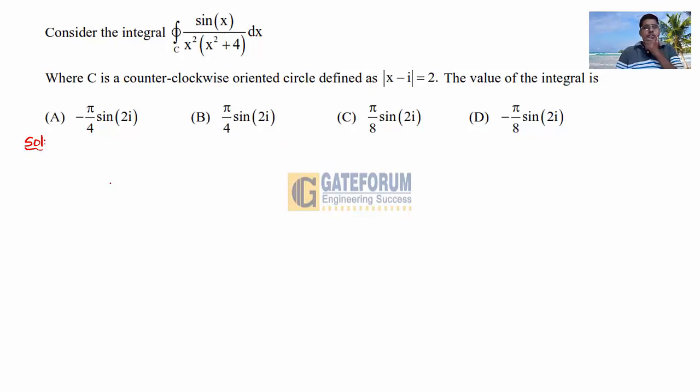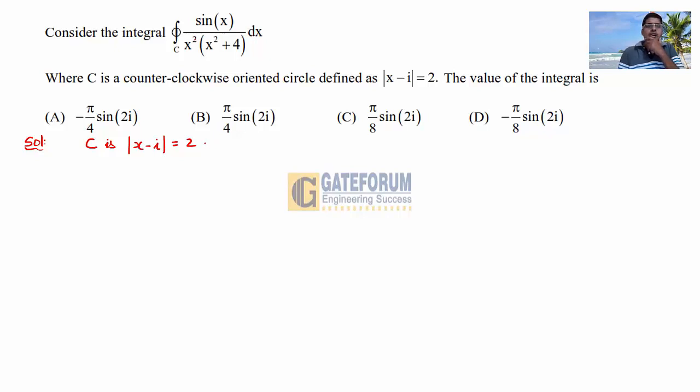So C is a positive direction, that is counterclockwise, also called positive direction or anti-clockwise direction. Actually, complex integration means the variable is z, but in place of z it is given x. Here x is a complex variable. So first write the curve equation. C, that is the curve equation, is mod x minus i is equal to 2. This is a circle having center at i and radius 2.